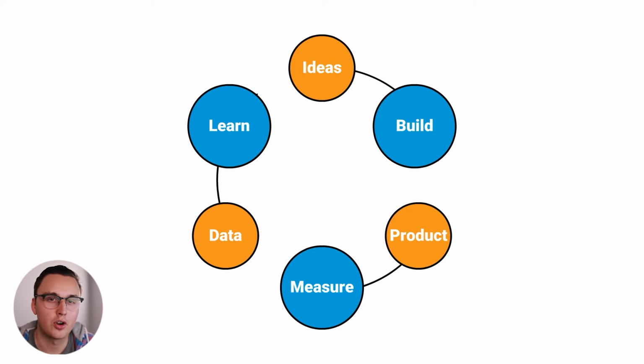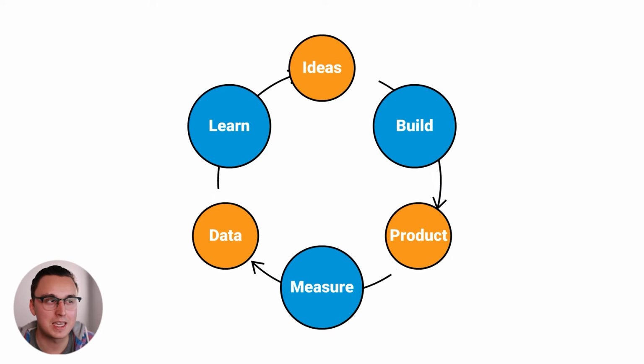Next, we want to measure how well our minimum viable product is performing. We'll then enter the measure phase and use metrics to understand our user engagement and retention. The data output from our measure phase will help to inform our learn phase, and we'll use validated learning to help understand whether our product is a hit or a miss.